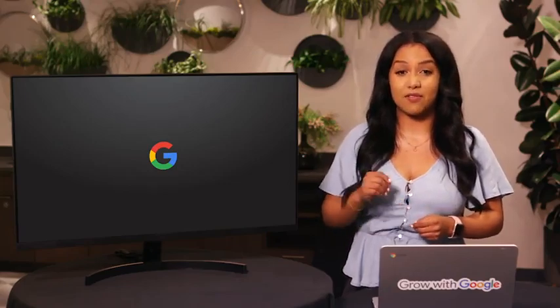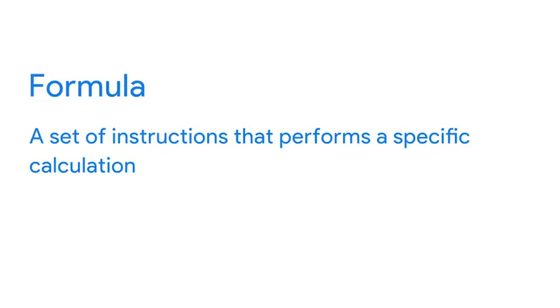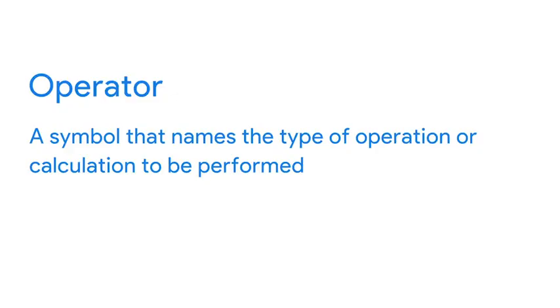You might remember that a formula is a set of instructions that perform a specific calculation. Basically, formulas can do the math for you. Now, they don't only do math, they can do a lot more. And soon you'll learn different ways you can use them throughout the data analysis processes. Formulas are built on operators, which are symbols that name the type of operation or calculation to be performed. For example, a plus sign is a common operator. The formulas you use as a data analyst will usually include at least one operator.